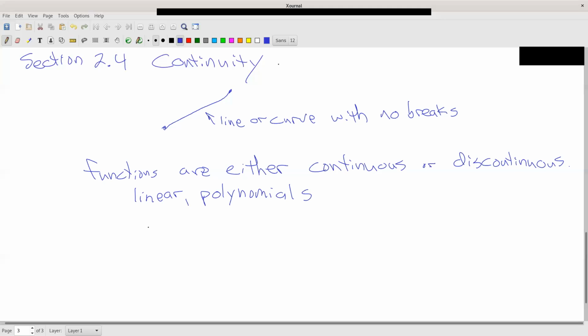Right, so straight lines, we can draw them continuous. Polynomials, you know, that might be like y equals x cubed minus 3x squared plus 3x minus 1, might look something like that. And it drops down that way and it goes up that way. And it has no breaks in it at all. But functions can have breaks in them. They're what are called step functions.